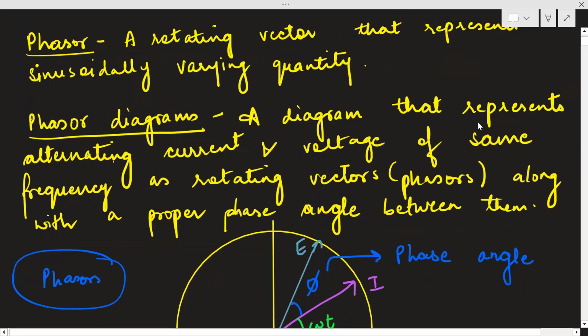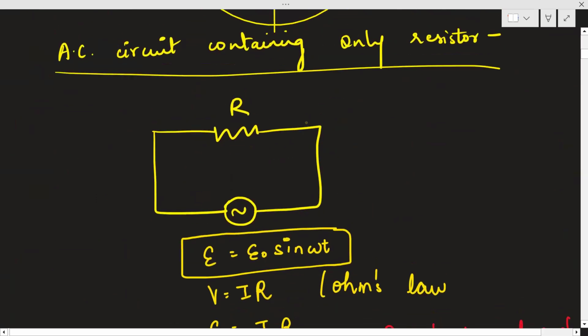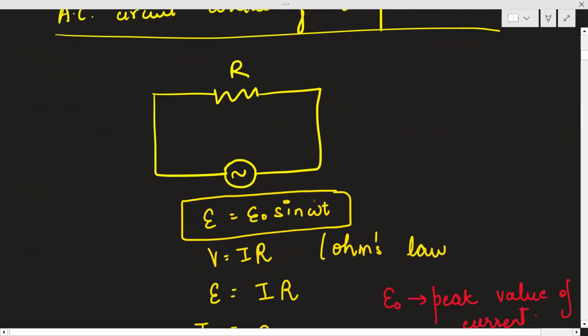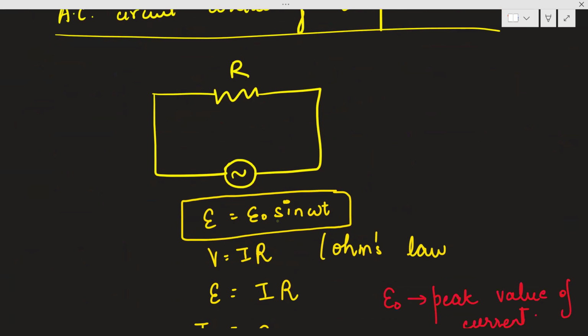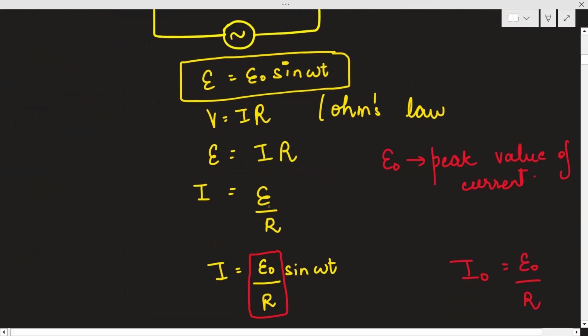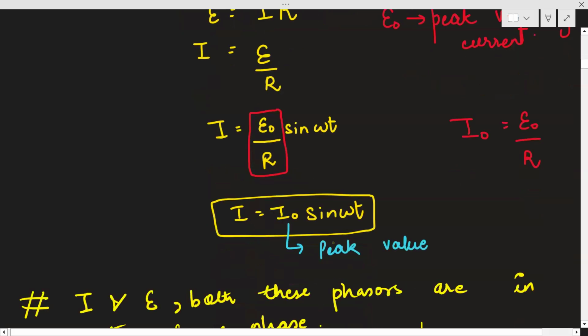A phasor diagram represents alternating current and alternating voltage of the same frequency as rotators with a proper phase angle between them. Let's say an AC circuit only having a resistor. R is the resistor, this is the AC. So E is equal to E naught sine omega t. Now use Ohm's law, V is equal to IR. So this is E, so I can be calculated by just dividing. E by R will give me I. E naught by R will give me I naught, which is the peak value.